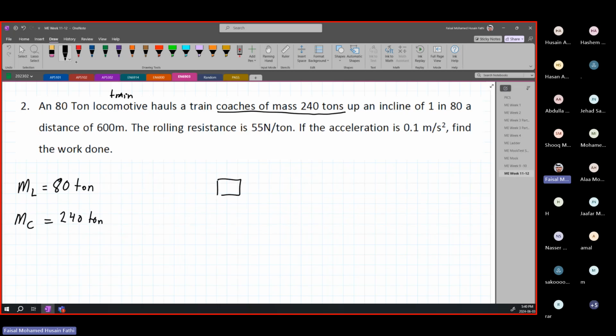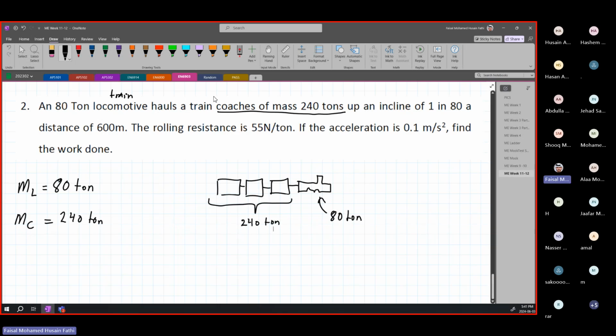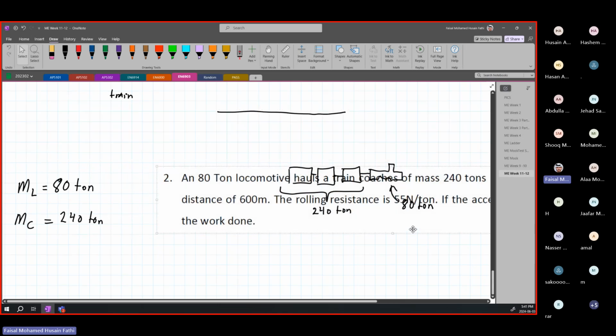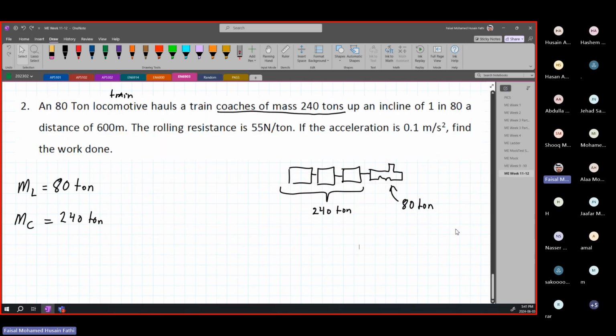So in other words, if I want to draw this, it looks something like this. Let's say it has 3 cabins, and this is being pulled by a train. So this is our 80-ton, and these 3 are our 240-ton. What do we need to do? We need to find the total mass. That's the first thing we have to do. We need to find the total mass of this train.